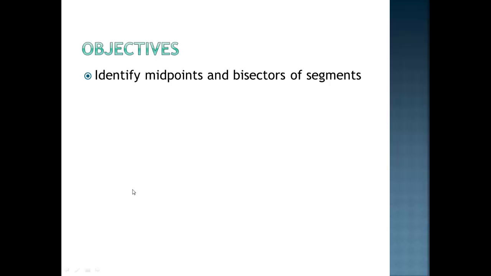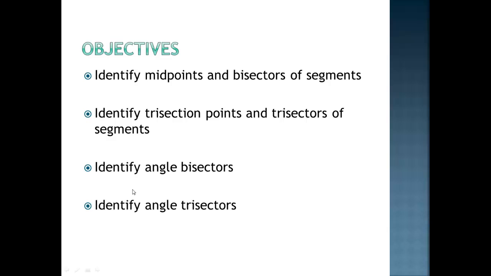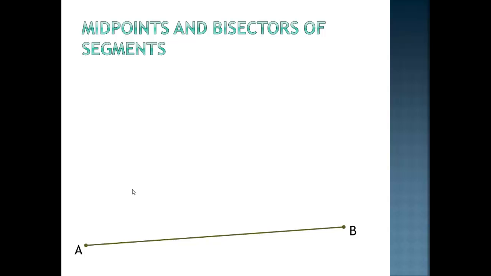Our objectives for today. 1. Identify midpoints and bisectors of segments. 2. Identify trisection points and trisectors of segments. Identify angle bisectors, which is number 3. And finally, coming in at number 4, identify angle trisectors. And that's it. Alright, so here we have a segment, AB.